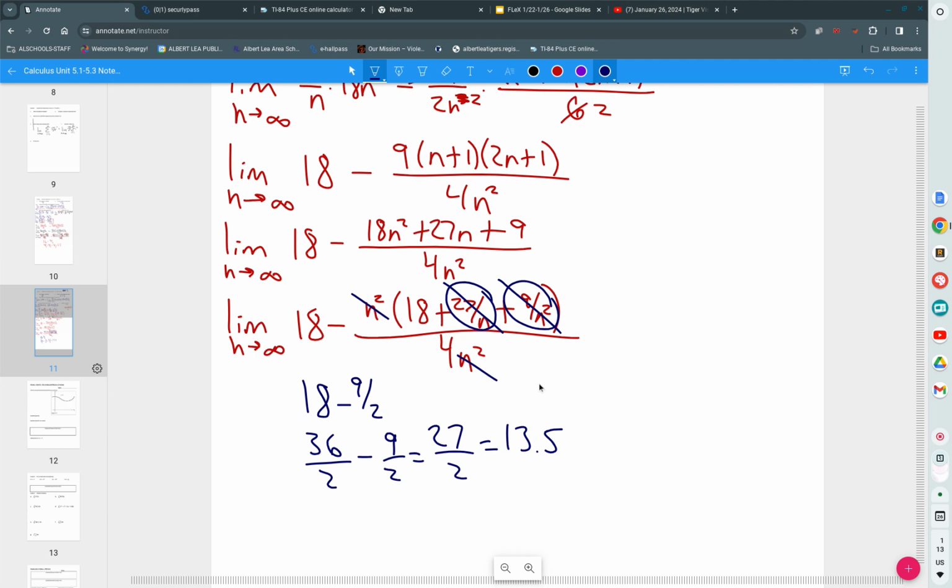And that is the exact area. Do you want our answers in fractions or decimals? I don't care. Okay. You can do either or.